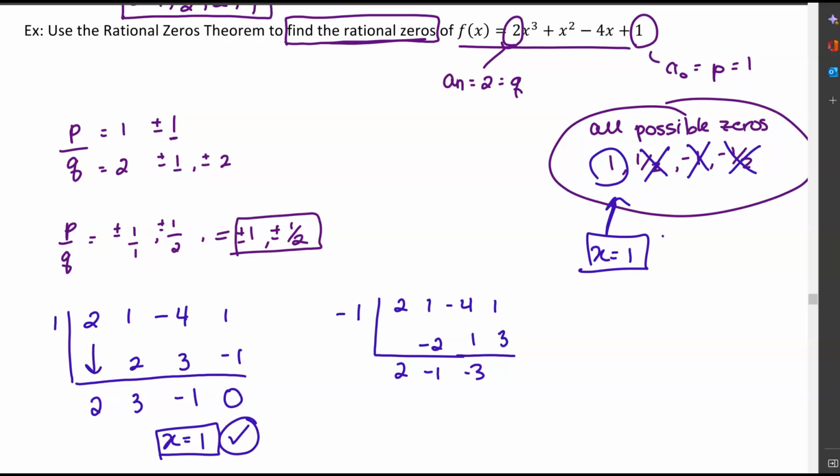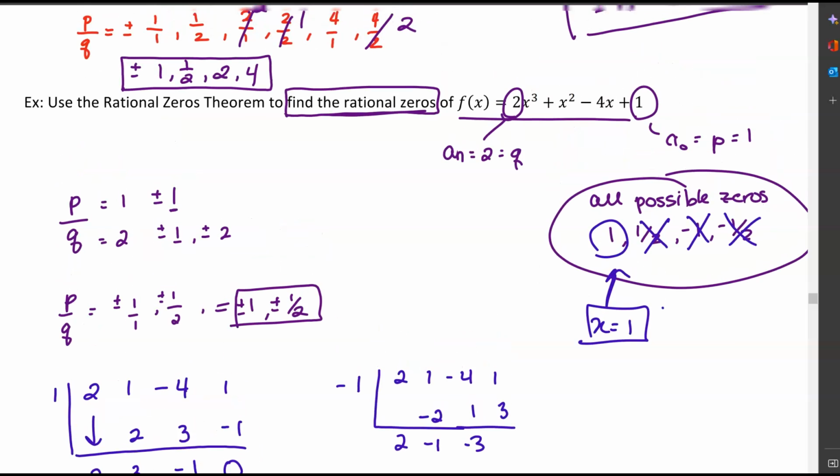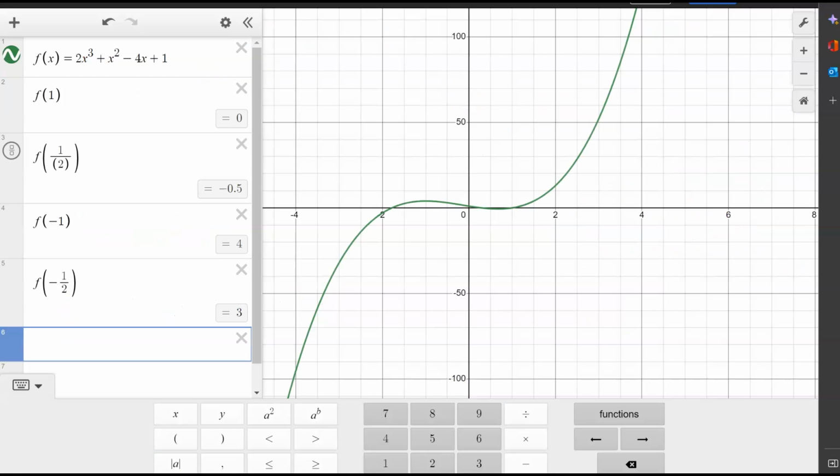So that's technically the long way, because the other thing that we could do is actually plug it in. Since we have the function here already, we could take the function, graph it, and see if the rest of these zeros work out, the 1/2, the negative 1, or the negative 1/2. If we were to do that in Desmos, let's move over to Desmos real quick. Notice that if we graph it out here, we can see that at f of 1, which is the value that we tested, we do have a 0.